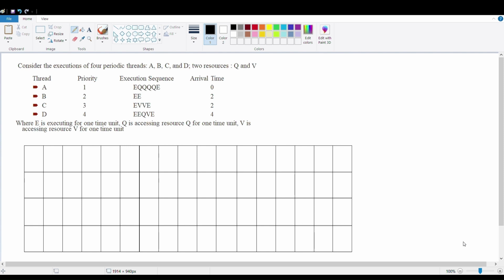Many students are requesting to solve this question, so I'm creating a video. I will solve this question now. This question is related to deadlock, okay?